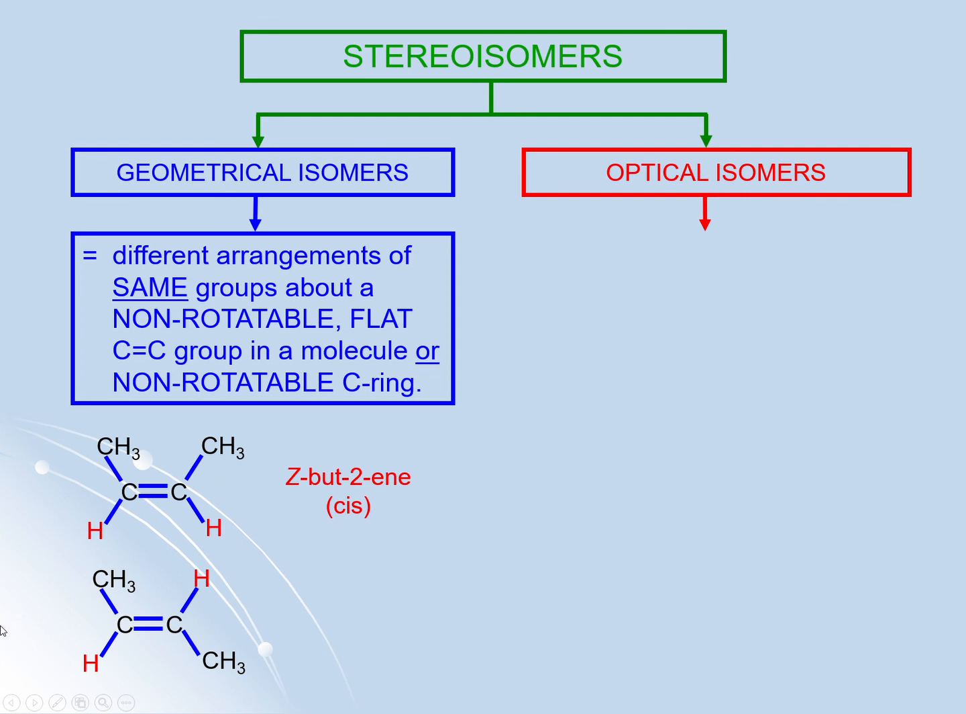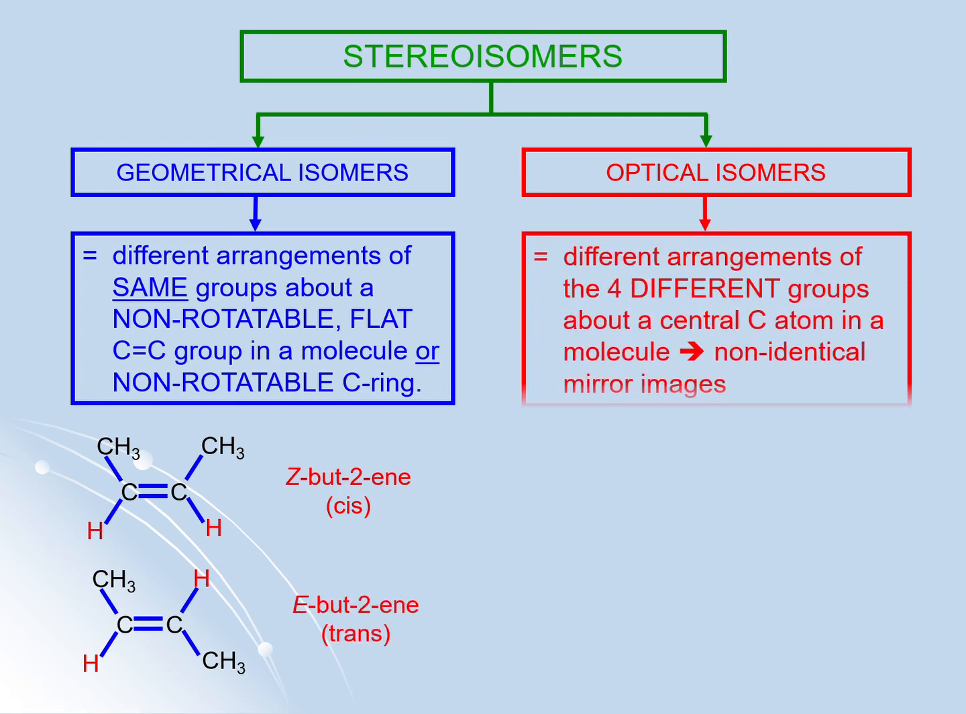Right, let's look at the new one then, which is optical isomerism. Okay, and this is the one that we're going to spend most of our time looking at and answering questions about. So it is still a type of stereoisomer, but this time you're looking for a different arrangement of the four groups around that central carbon in a molecule, and you will get what we call non-superimposable mirror images. So let's go through that again.